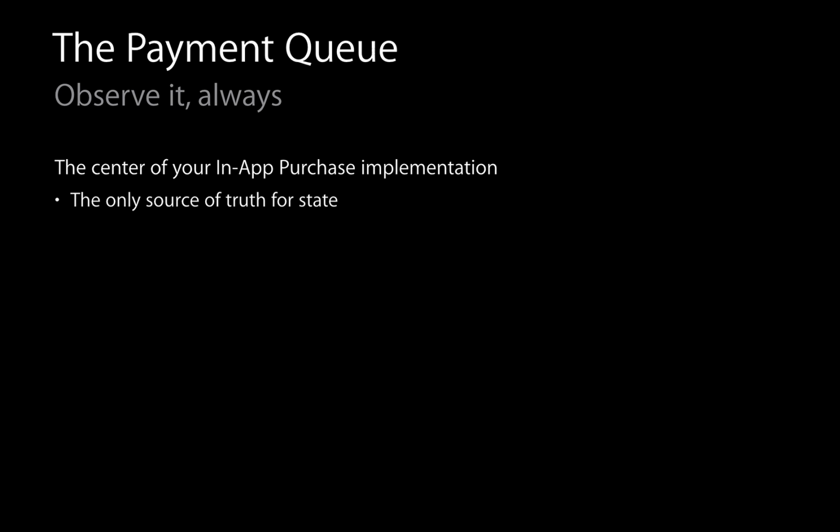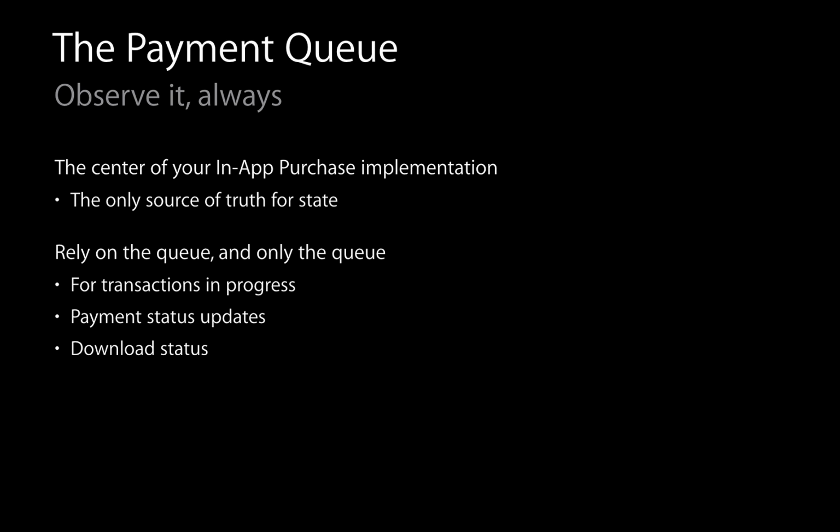There's absolutely no need for you as a developer to try and integrate some sort of complicated state machine or caching of state about transactions that are in place, because you can get all of that from the payment queue itself. You can get transactions that are in progress. You can know about the status of a transaction as it progresses. And if you're hosting in-app purchases with it, the queue is where you will also get that download status information.